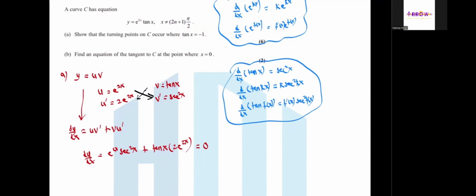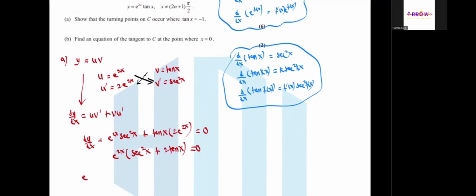And now we can say that if we take e raised to the power of 2x as common, we are left with this expression inside, which is sec square x plus 2 tan x. And this whole thing is equal to 0. So first of all, when we equate e raised to the power of 2x with 0, this equation cannot be solved, because when you convert this index form into a logarithmic form, the argument of the logarithmic term will be 0 and this will be undefined. So here we are just going to mention that there is no solution.